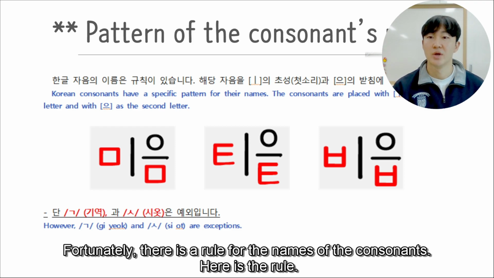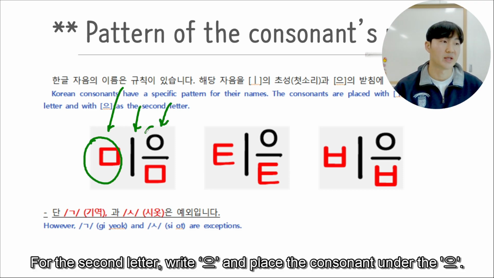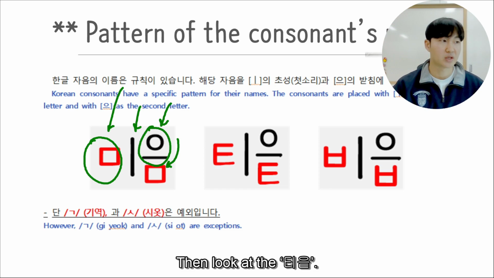Here is the rule. Okay, for the first letter, write the consonant and add E. And for the second letter, write U and place the consonant under the U. This way you can write the names of all consonants. And then look at the ti읕.